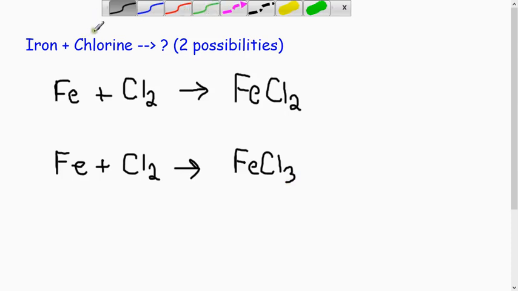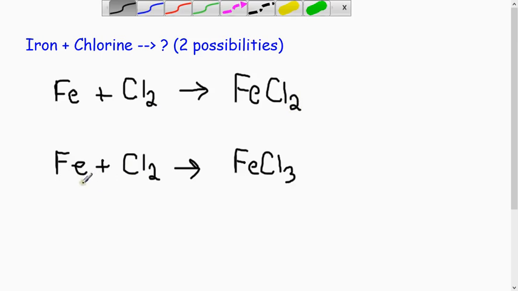Now I need to balance this again. 1 iron on the left, 1 iron on the right. 2 chlorines on the left, 2 chlorines on the right. This one is already balanced. However, remember this 2 on the left came from the fact that chlorine is a diatomic. The 2 on the right over here came from crisscrossing the charges on your product.